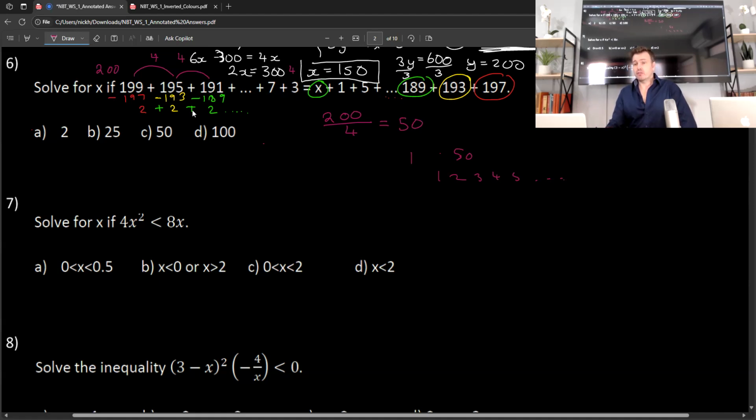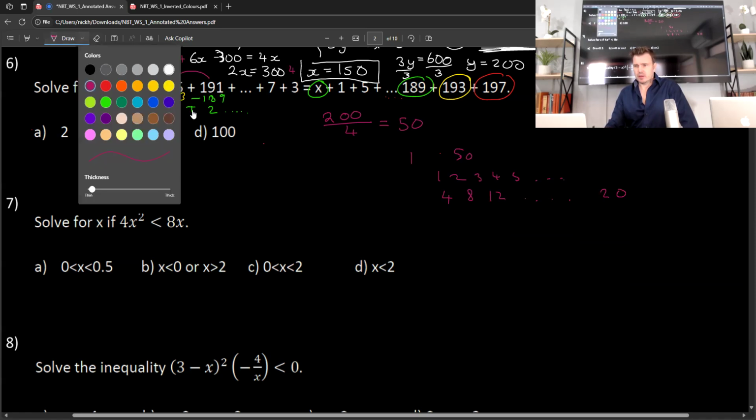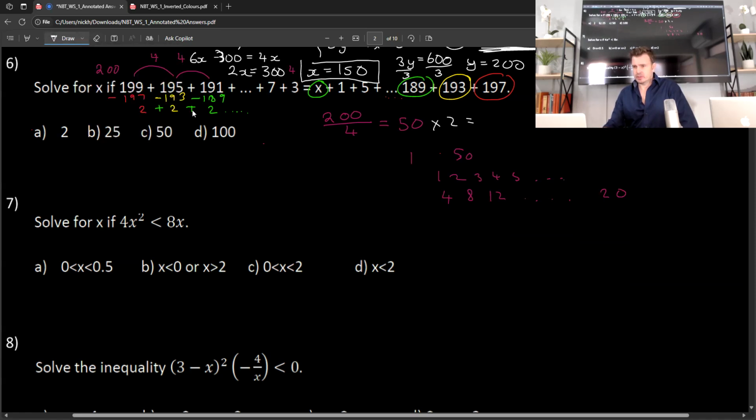But here we're counting in 4s. So if we count in 4s, 4, 8, 12, etc., we're going to get to 200 if we do 50 numbers. That's how we get 50. All right, so we do 50, but now it's going to be 2 times 50, because the difference for each is 2. So 50 times 2.